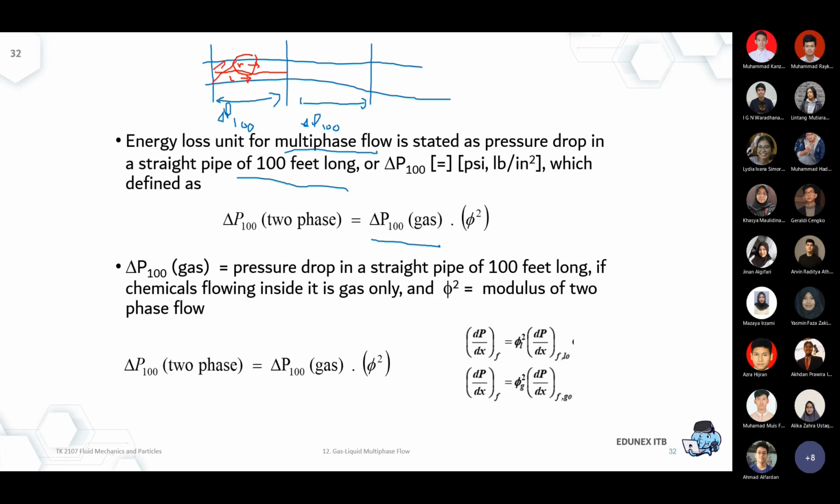Okay, so now, because we already understand the pressure drop correlation if it's a pure vapor, based on the Fanning correlation, based on the Moody correlation that is taught by Pak Wawan, what if we can apply that in this kind of mixed flow pipeline?